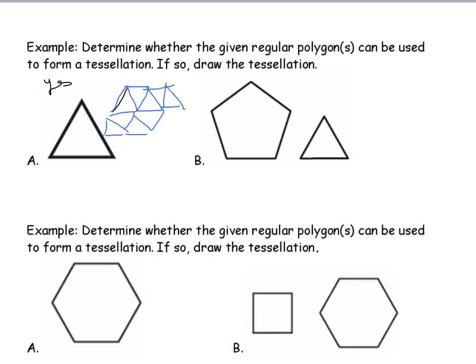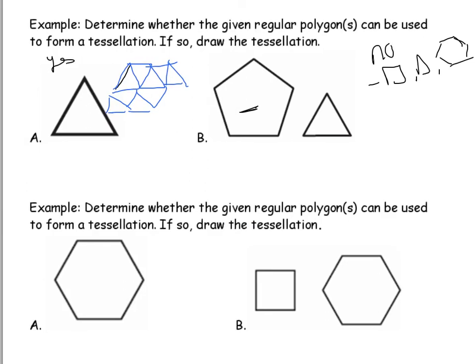All right. The next one, we've got a pentagon here and an equilateral triangle. And I'm going to ask you, can you tessellate this? And I'm hoping that you're going to say no. The reason why is because even though this is a regular pentagon, remember only the square, the equilateral triangle, and the hexagon can be the regular polygons that you can tessellate. So now I want you to go ahead and pause, and then I want you to determine whether or not you can tessellate these, and then if so, draw the tessellation.